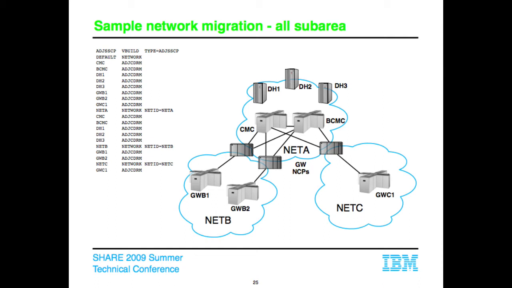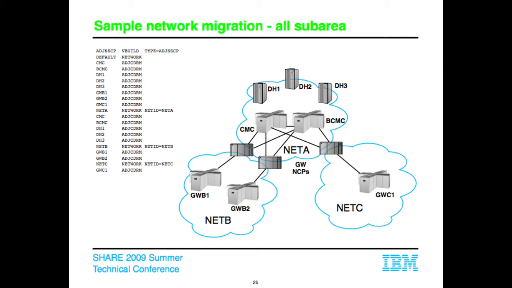Here's my network A adjacent SSCP table. If I know the resource resides in network A, then the only ones I should search are the CDRMs in network A. That's why you see just the CMCs and the data hosts in this table. Then I've got a network B table, where if I know it's in network B, the only thing I should search are the 2 gateway hosts down here in network B. And I've got a network C table that says whenever I'm looking for something in network C, the only thing I should search is the gateway SSCP in network C.